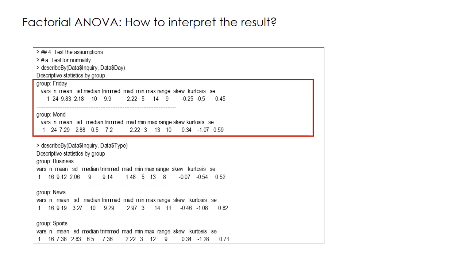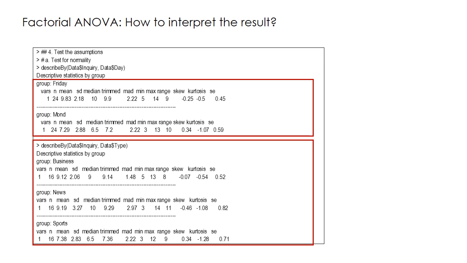So where do you test for normality? But before that, that was for day. Then we did that again for the type, because type is the next factor. How many levels do you have under type? You have 3: business, news and sport. Same thing, it has 16 observations for each category, and it reports the mean, the standard deviation, and so on.